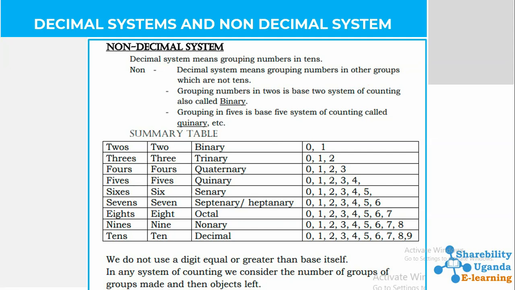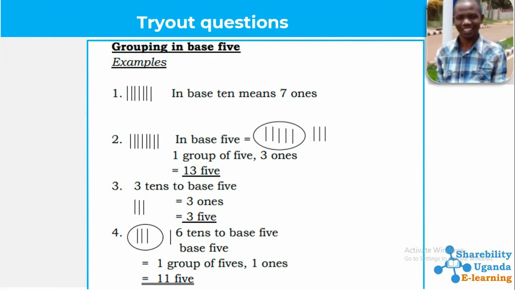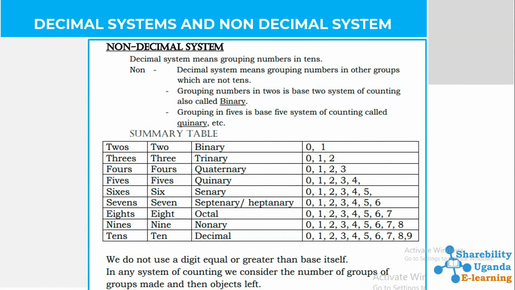Grouping numbers in twos is base 2 system counting, and that's what we call binary. When you group numbers in fives, we call it a base 5 system. So this is how it is arranged in our summary table. If you group numbers in twos, that is binary, and we write it as 0 and 1.